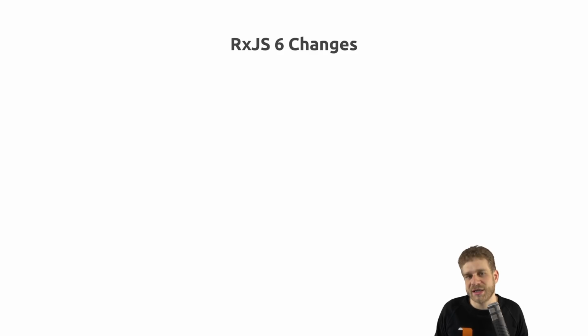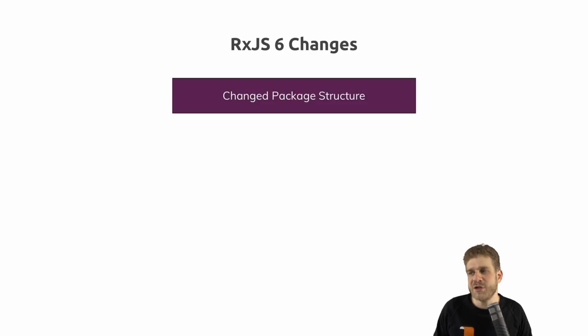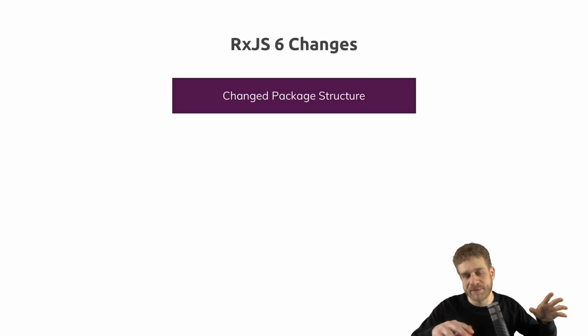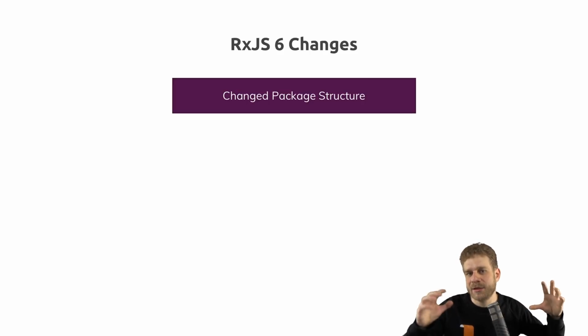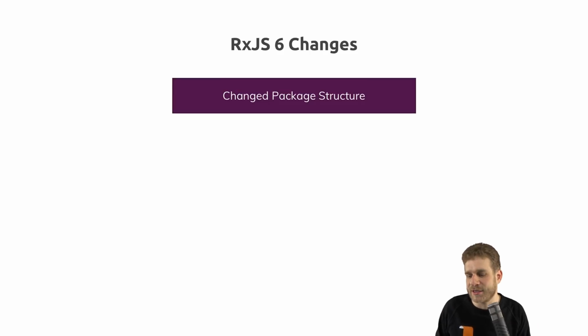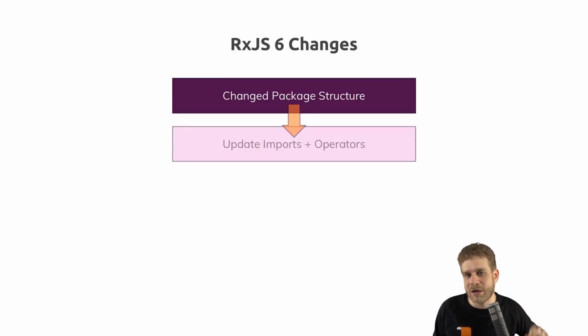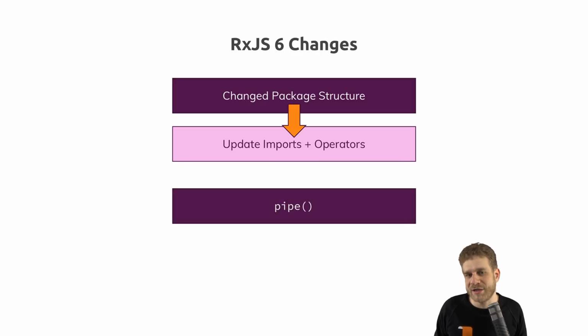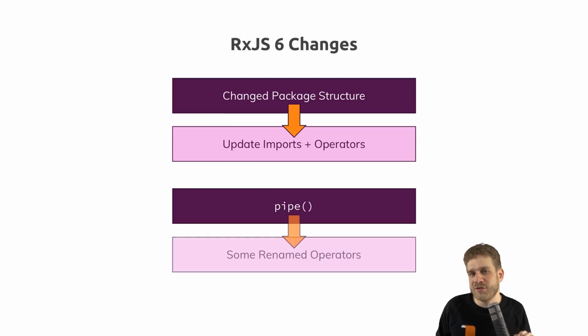RxJS 6 introduces two very important changes in the end. The first one is a changed package structure internally. They reorganized things to make the bundle smaller and also to make imports easier. Therefore, we basically have to update all our import statements and how we use operators, because they also embrace another new concept, pipeable operators. This allows us to use the operators a little bit differently than before, also to improve usability and the bundle size. And this also led to some operators being renamed. Why? Well, you'll see that in a second. So these are the two important changes.